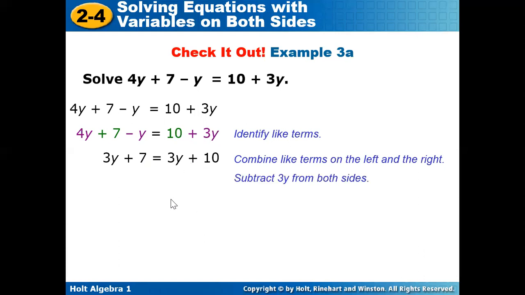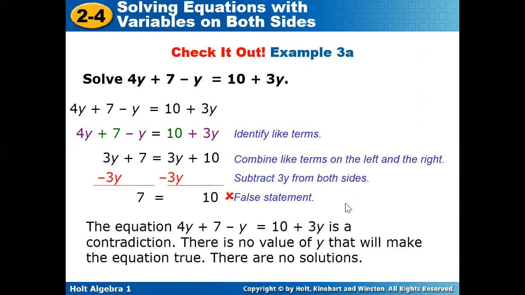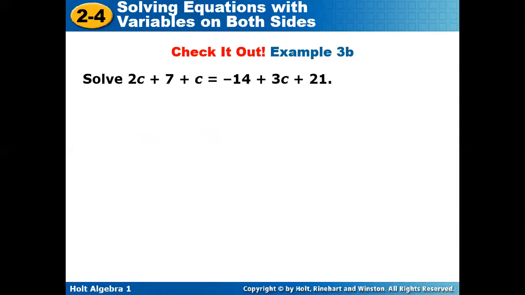We are going to subtract 3y in order to remove it from this side, and it's going to remove it from this side as well, because 3y minus 3y is still 0. 7 equals 10 is not a true statement. There are no solutions for this one. All right, we'll do this one. So go ahead and do this one. Press pause, do this one, and then we will check it.